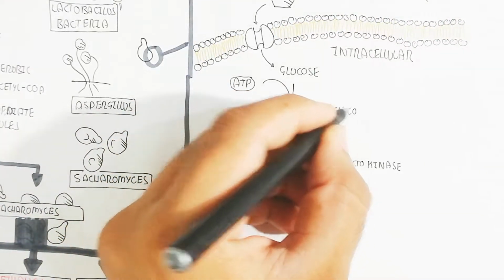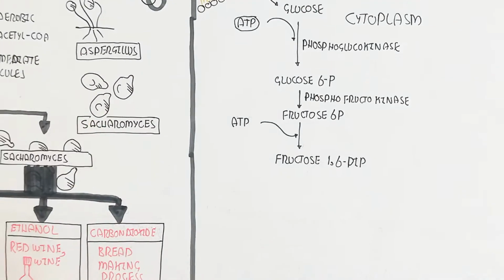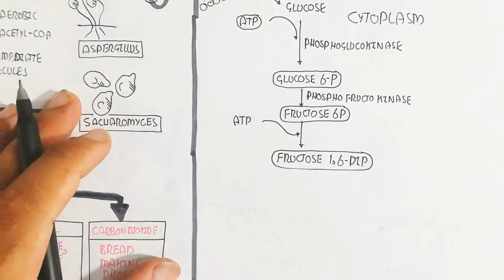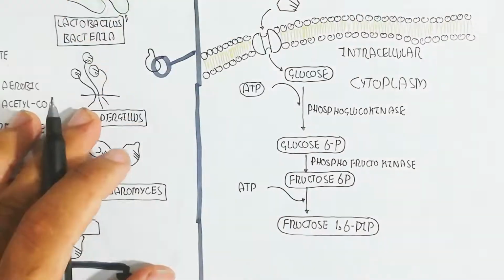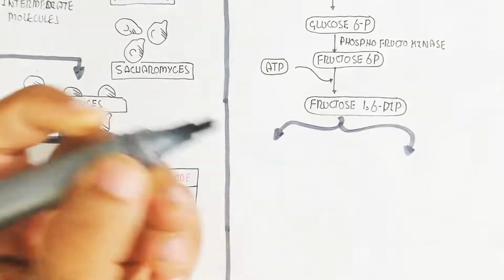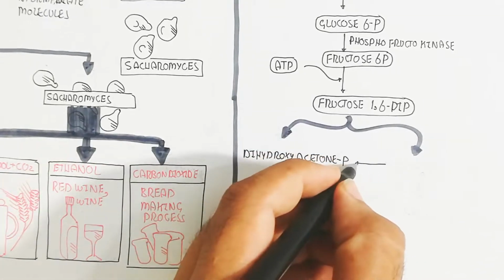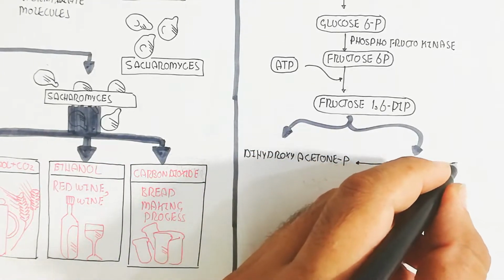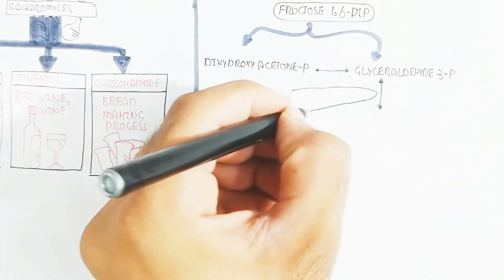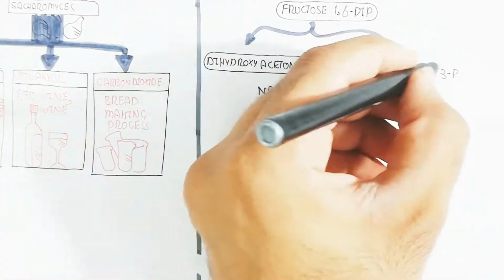This is the same mechanism, glycolysis. Remember, this is the cytoplasm, and here glucose 6-phosphate, fructose 6-phosphate, and fructose 1,6-bisphosphate or diphosphate will be formed. After this, it will split into two molecules, dihydroxyacetone phosphate and glyceraldehyde 3-phosphate. Basically the same mechanism, glycolysis. I am condensing it just for an overview.